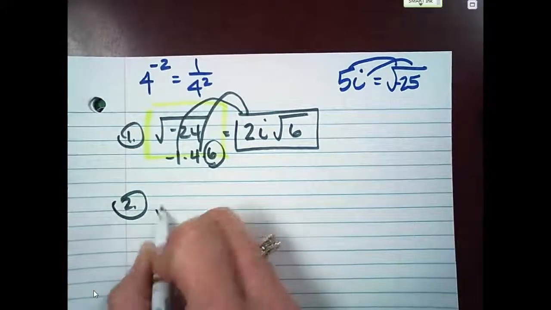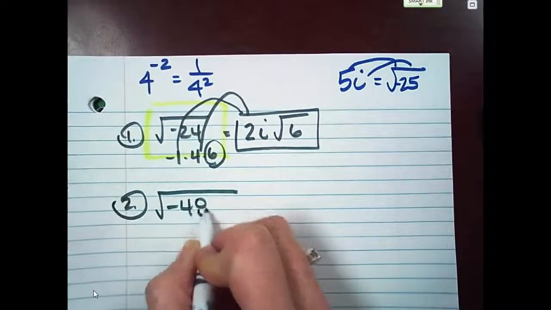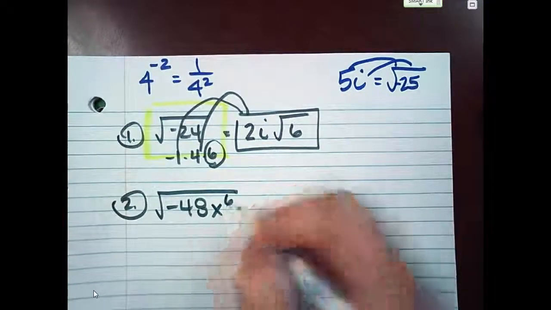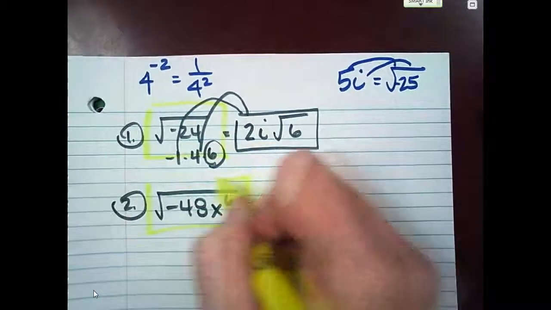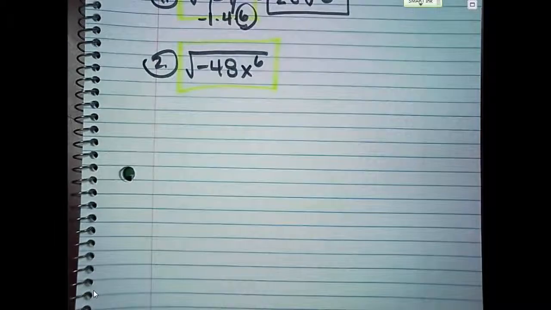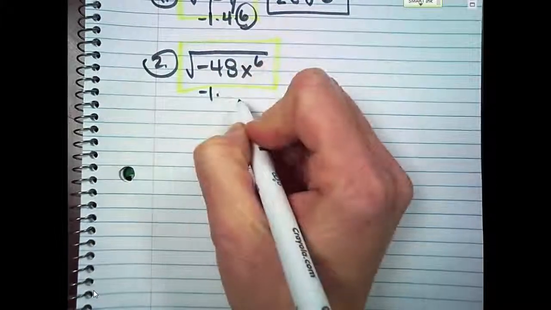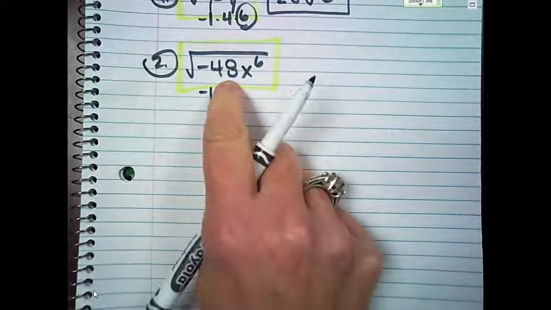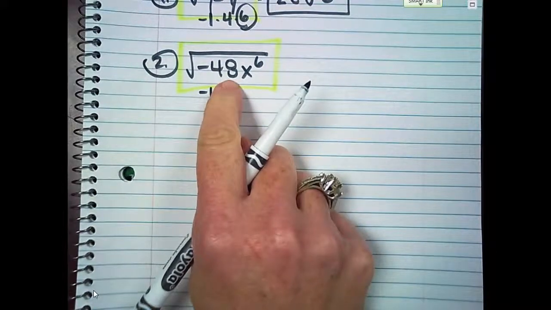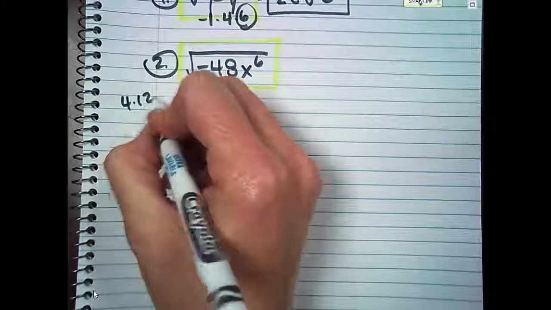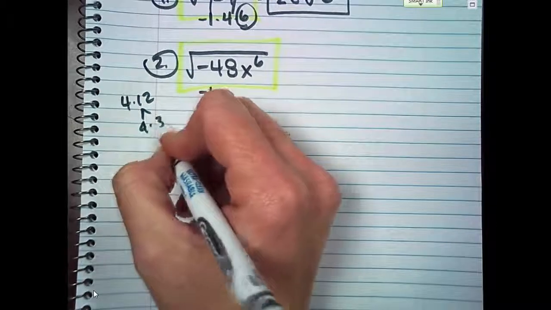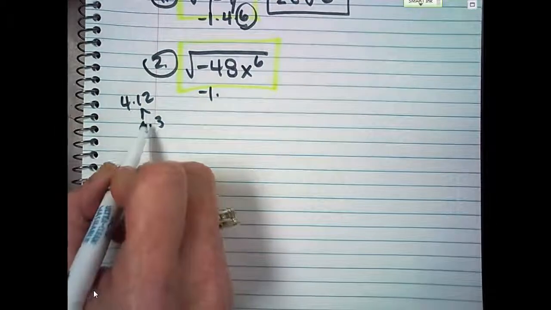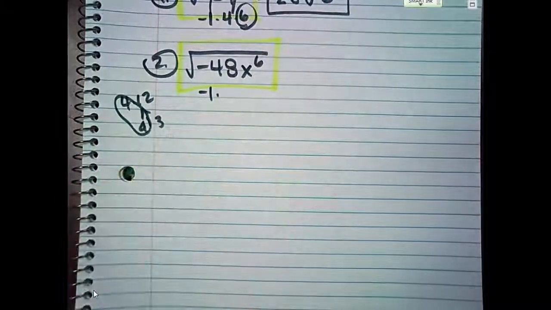The square root of negative 48 x to the 6th power. Break it up as a negative 1. 48 would be what? Some kids earlier were saying 4 and 12. The problem, let me show you the secret about 4 and 12. The problem with 4 and 12 is 12 can be broken down again to another 4 and a 3, right? So it's not 4 and 12, it's 16 and 3.